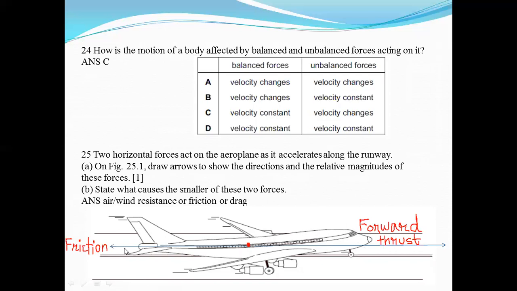State what causes the smaller of these two forces. The smaller force is the friction, and that is due to the air resistance, the drag. The backward force is due to what? It is due to the resistance.